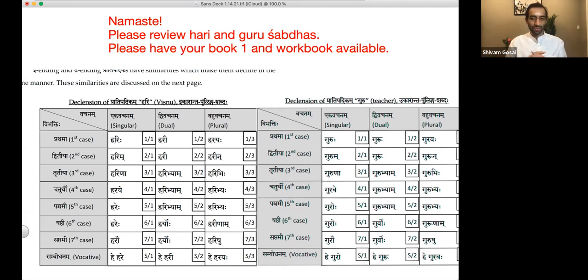Guru Shabda is Ukaranta Punlinga. So these are masculine words. This is U ending. It's very similar to Hari Shabda.